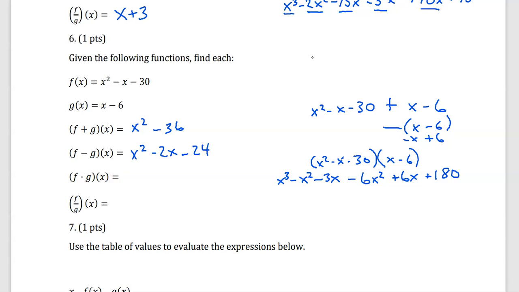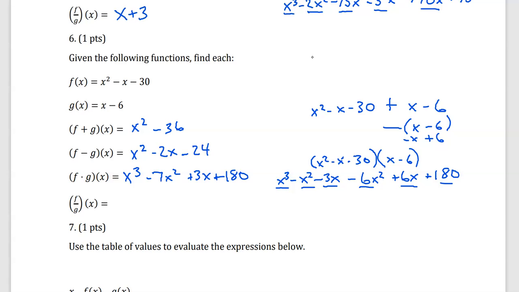Now, find all our x cubes. There's only one x cubed hanging around. There's a minus x squared and a minus another 6x squared, so minus 7x squared. Minus 30x plus 6x becomes a plus 3x. And the 180. Plus 180.